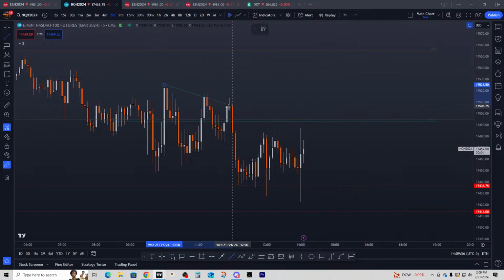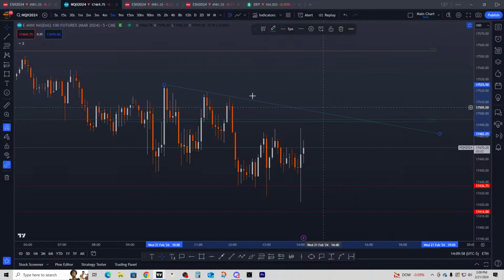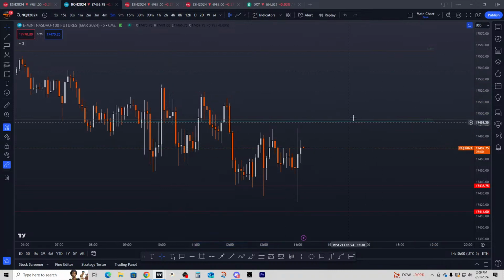I just know there's liquidity up here. As you can tell, there's a ton of it. So I want to pay attention to this area up here.